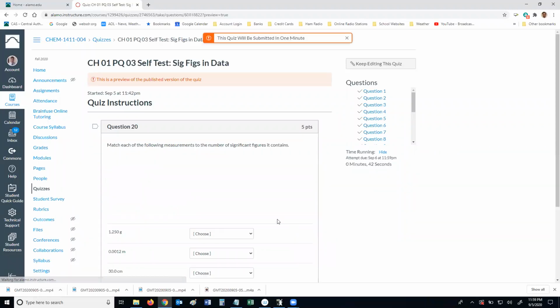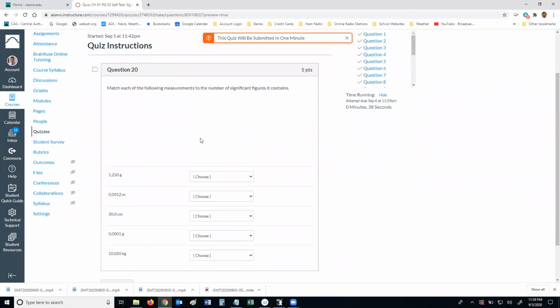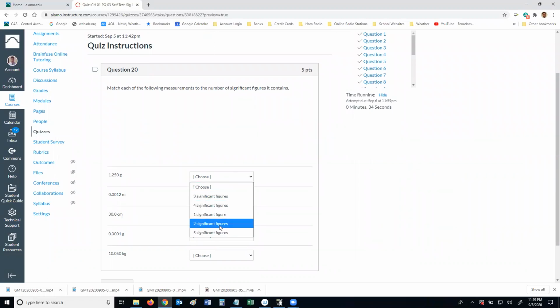And then finally, number 20, match each of the following measurements to the number of significant figures it contains. 1.250 contains 4. 0.0012 contains 2. 30.0 contains 3, 0.001 contains 1, and 10.050 contains 5.